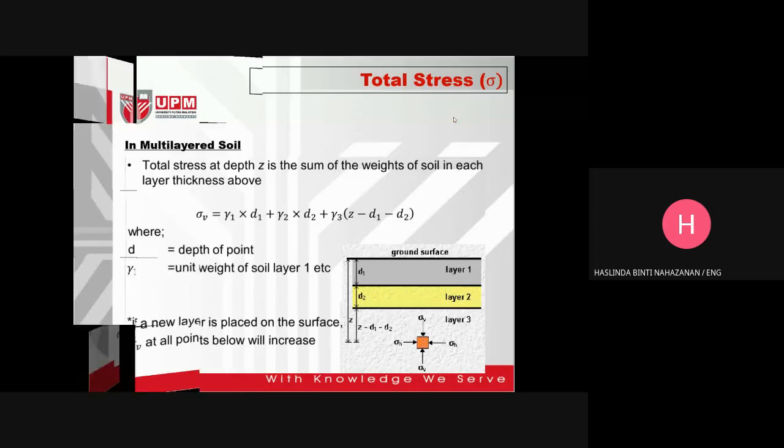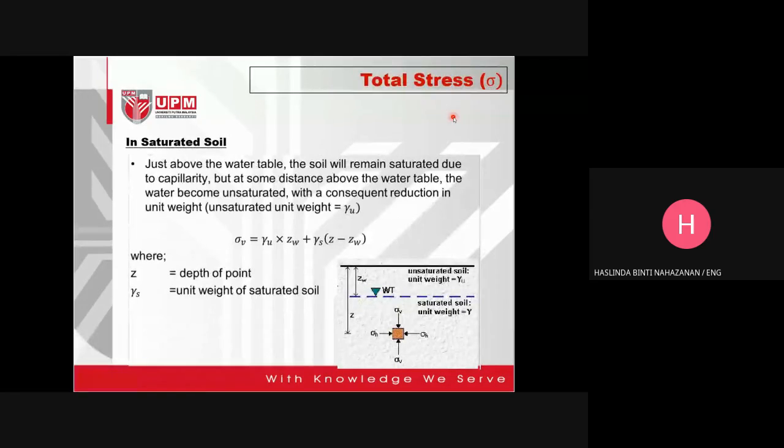So in saturated soil, if you are talking about soil that has a water table, just above the water table the soil will remain saturated due to capillary action, but at some distance above the water table the soil is still unsaturated. As you can see from the figure here, we have a dry unit weight above the water table, and we have a saturated unit weight below the water table. Below the water table it is always saturated soil, so you have to use the unit weight of saturated soil.